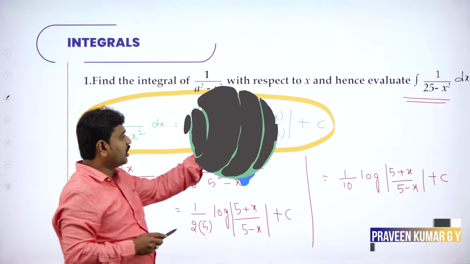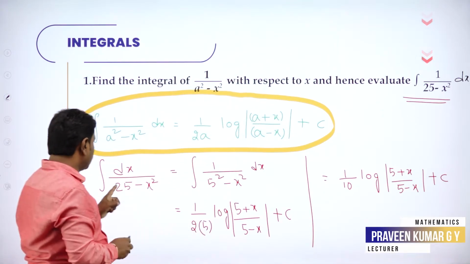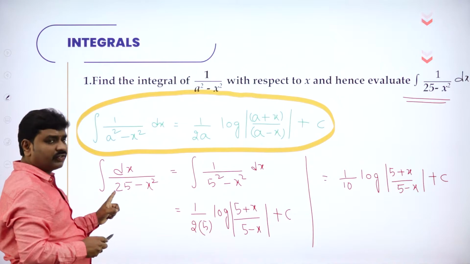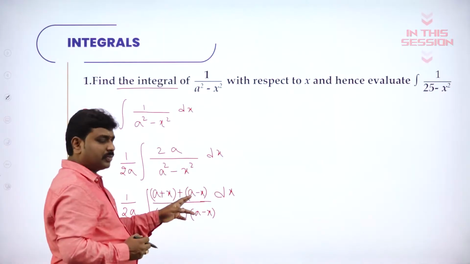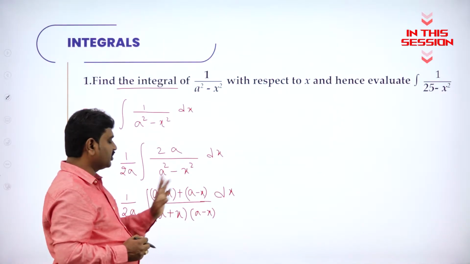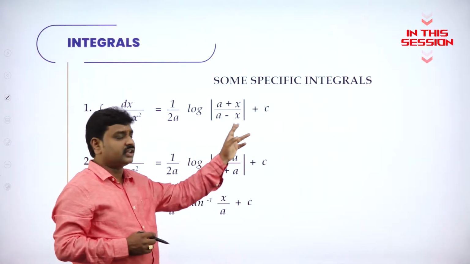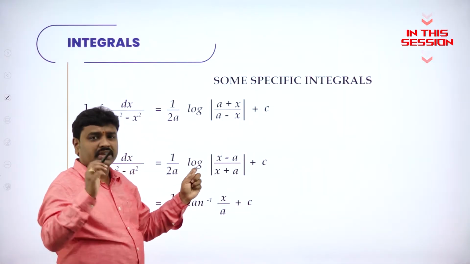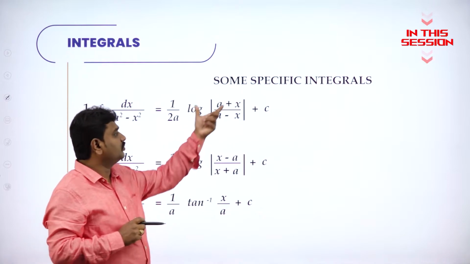1 by 2a log of a plus x by a minus x plus c. So same formula, I'll use 1 by 25. 25 I write it as 5 square. If you open the brackets, a plus a becomes 2a, plus x minus x cancels. Indefinite integral we should add plus c, and logarithm value should be positive, so we'll take modulus.